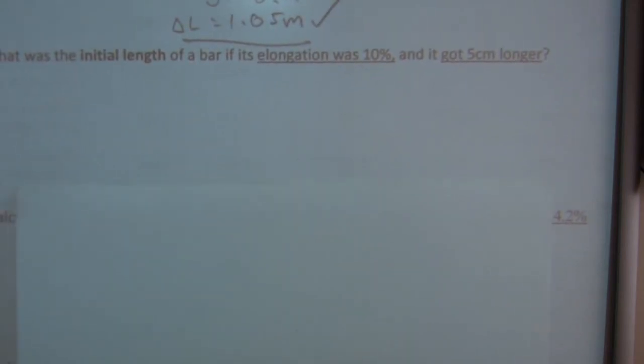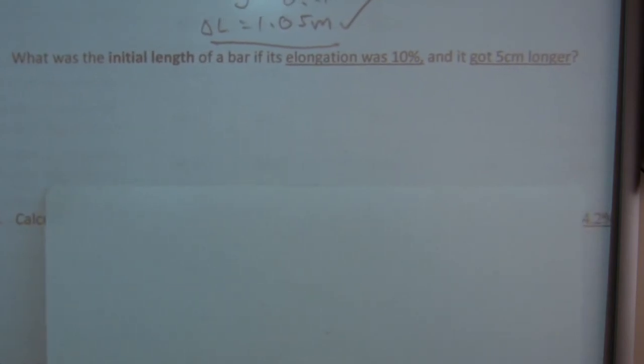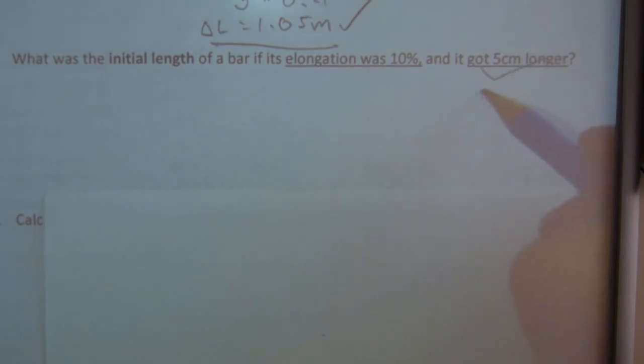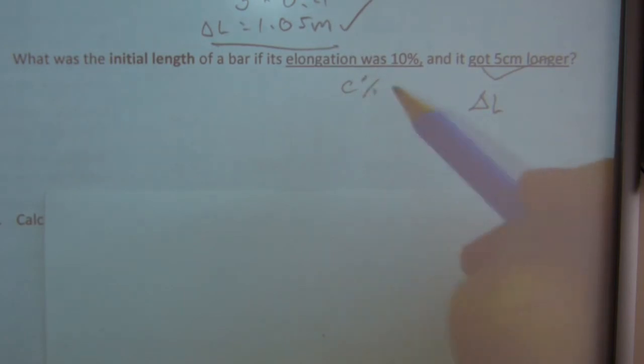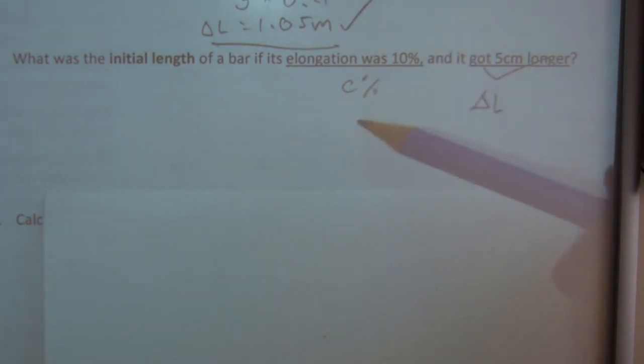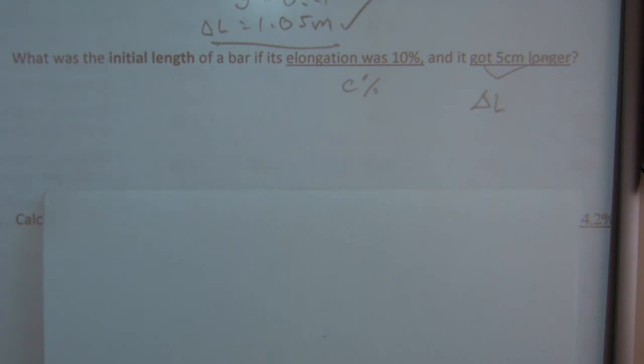Next one is harder yet again. Let's see, you can read that one, almost there. What was the initial length of a bar if its elongation was 10% and it got 5 centimeters longer? Again, it got longer in it, so that means delta L, and elongation percent is just elongation percent. Alright, so it's basically the same as the previous calculation. It has a bunch of inferences in it.